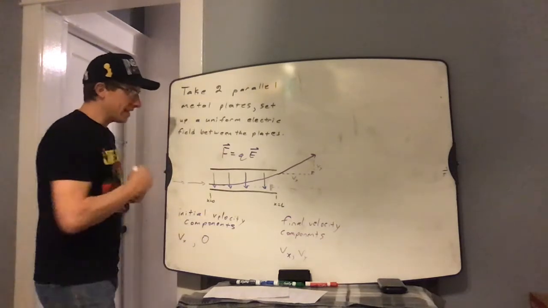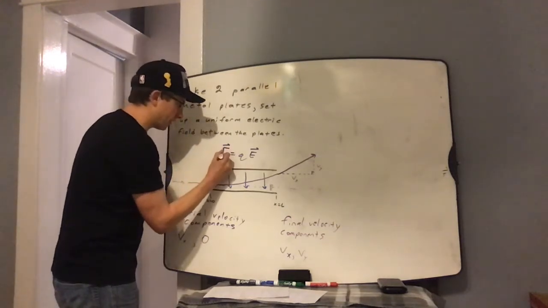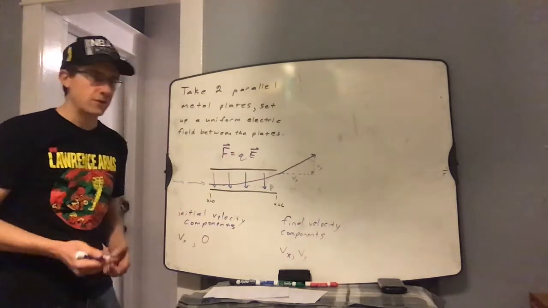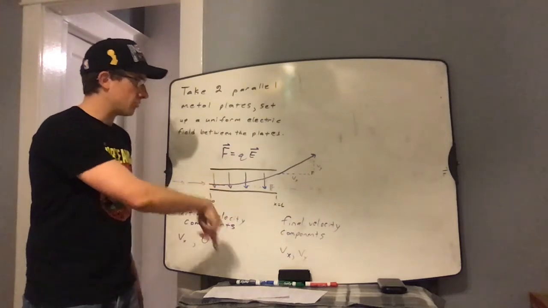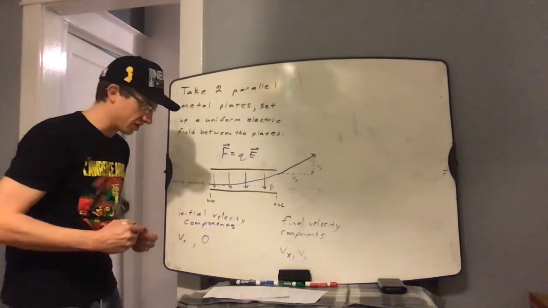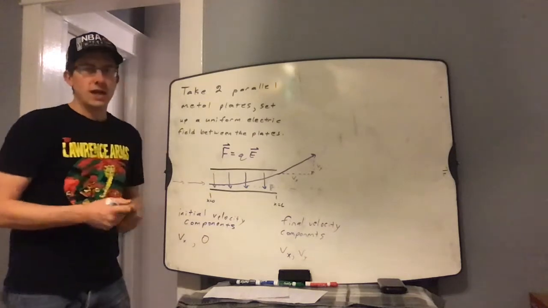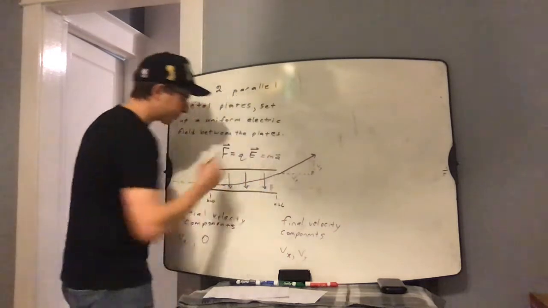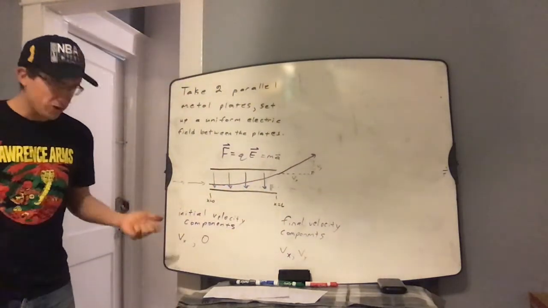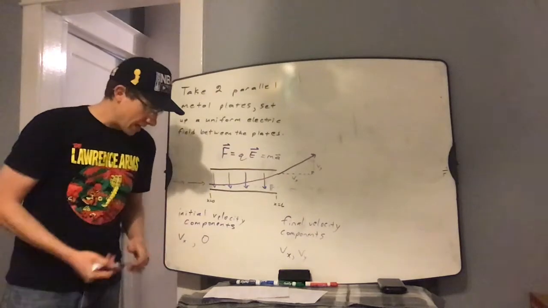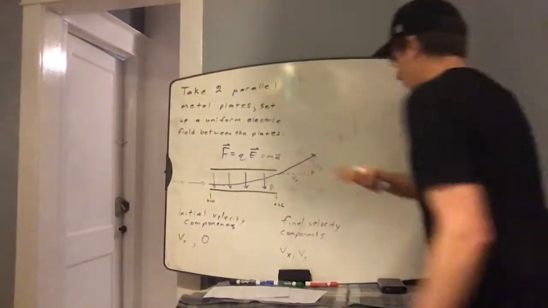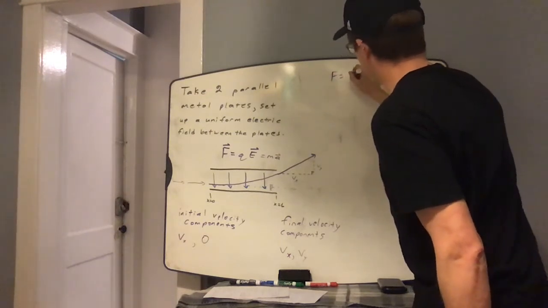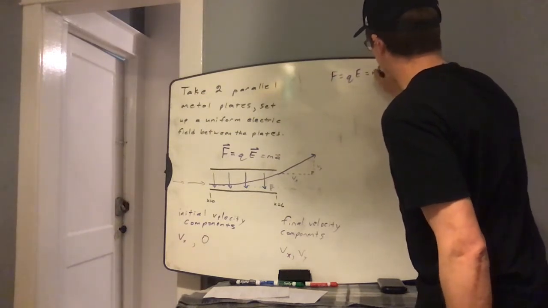From F equals QE, we know that if we're dealing with a negative charge, the direction of the force will be opposite the direction of the electric field. Because the electric field points down, I know the force on the electrons is going to be pointing upward. Now, F net is equal to MA, and because the direction of the force is upward, if I want to lose the vector symbols, I have the upward force QE is equal to MA.